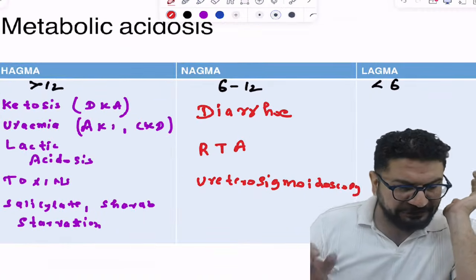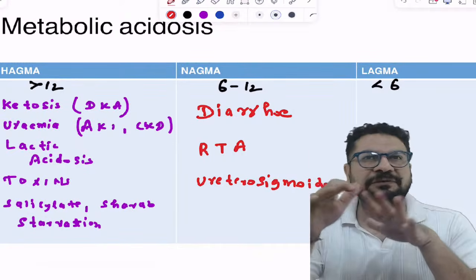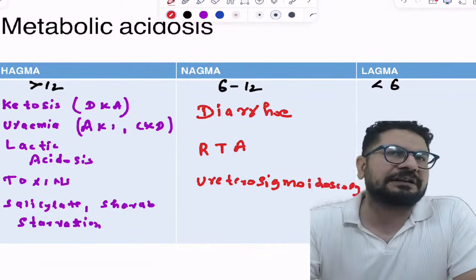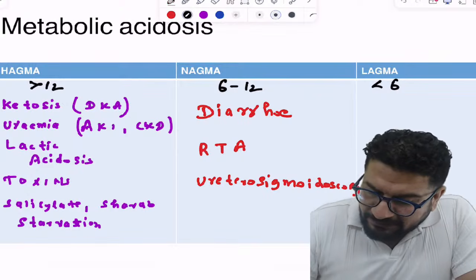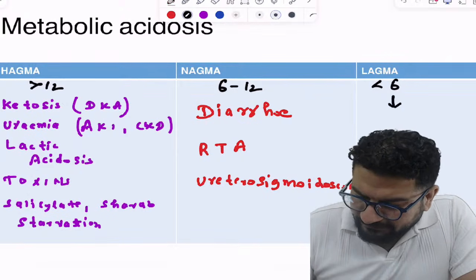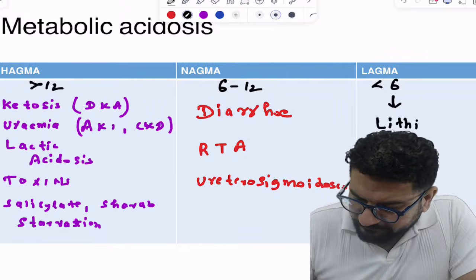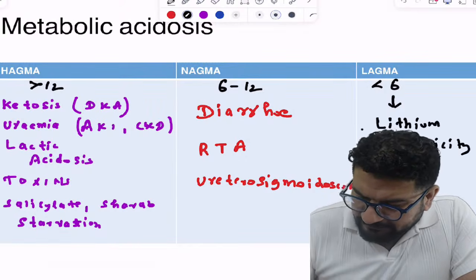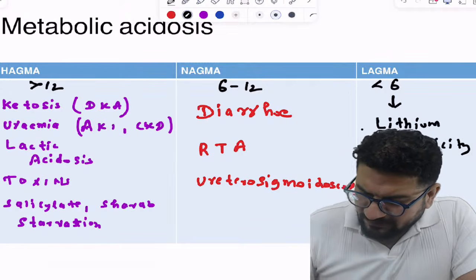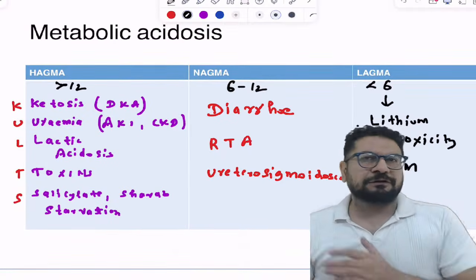This PDF will be shared in your groups. Just listen to me what I am saying, because these are only those topics which are repeatedly asked in exam. LAGMA, understand, low. It is seen in a patient with lithium toxicity. And you can also see this in a patient of multiple myeloma. So they ask you sometimes all are causes of HAGMA, NAGMA, LAGMA.